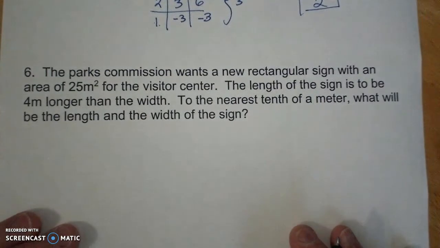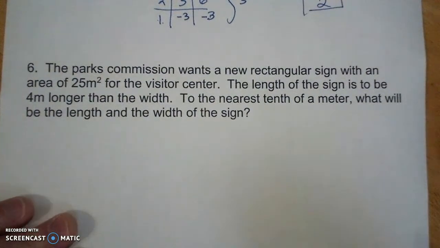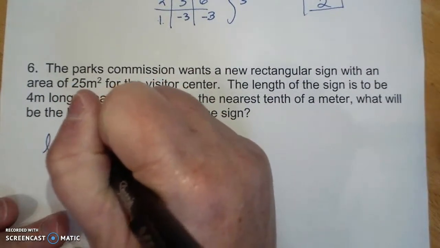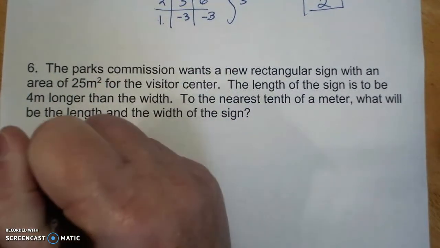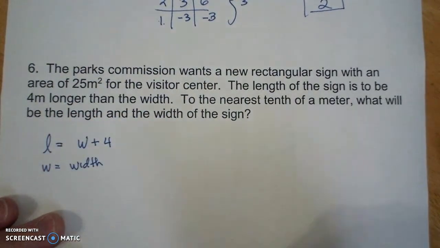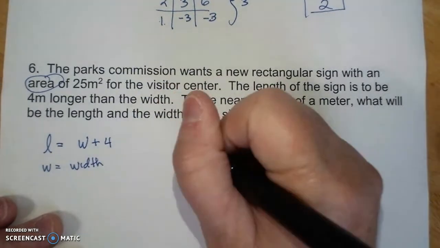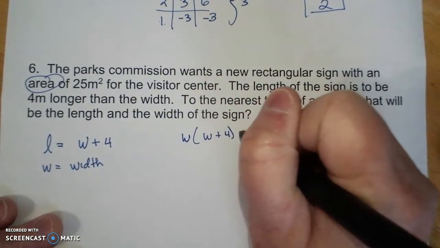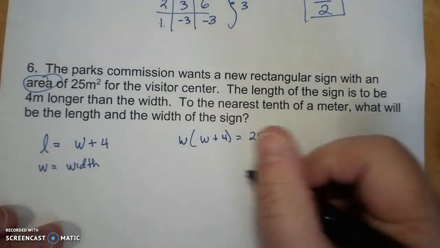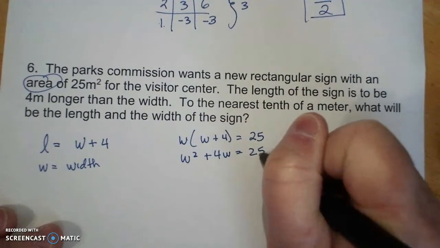Parks Commission wants a new rectangular sign with the area of 25 meters squared for the visitor. The length of the sign is to be 4 meters longer than the width, and W equals width. So it is the area. Yep, area. So I have W times W plus 4 equals 25. So I have W squared plus 4W equals 25.